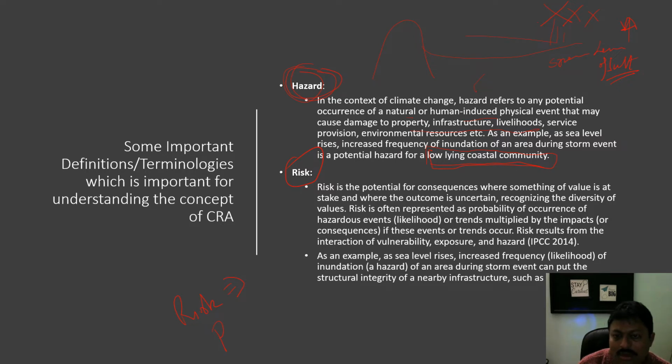Okay? And yes, it is also the probability multiplied by the impacts or consequences of these events or trends. So the main thing is that if an event is damaging properties, infrastructure, economy, livelihood, then it becomes a hazardous event. And the probability of that event is known as risk.